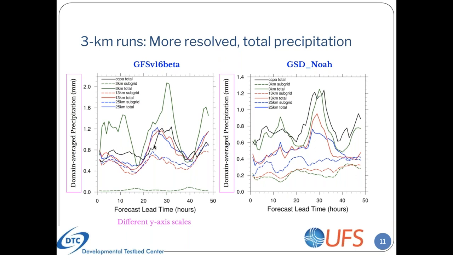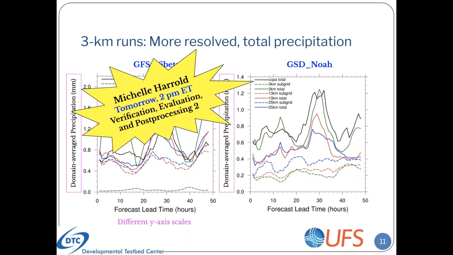One thing that we see in both physics suites is that as you go to finer grid lengths, you actually get an increase in the total amount of QPF that's produced by the physics. And as you might expect, you end up getting a decrease in the contribution from the convection scheme, which is certainly something that we would expect to observe. And why this is requires some further investigation. Michelle Harrold will have some more information on the results from this case tomorrow in the verification session, so I encourage you to attend that.